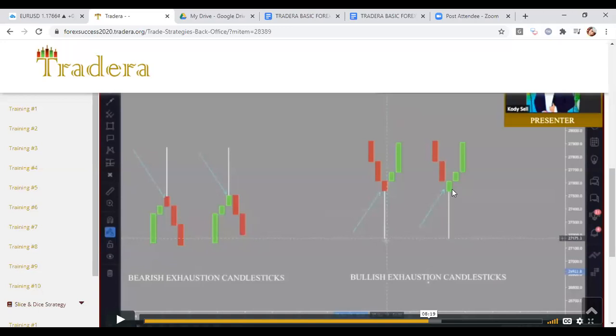Got to go back home, got to go back up. Does that make sense to everybody? Yes, it does. All right. So one more chart to look at.